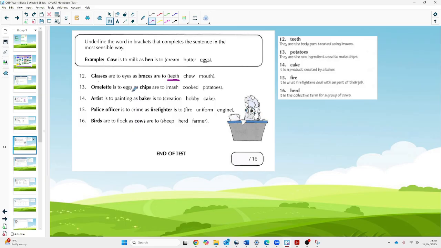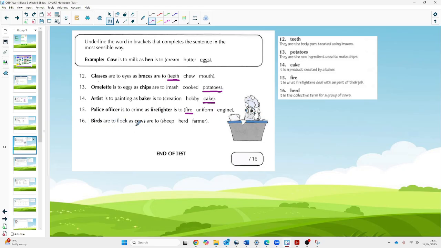Omelette is to eggs, so we make an omelette from eggs, as chips are to, so what's the raw ingredient for chips? It is, of course, potatoes. Number 14, artist is to painting, as baker is to, so an artist does paintings, what does a baker do? Makes cakes. 15, police officer is to crime, as firefighter is to fire. So what do police officers prevent? They prevent crime. Firefighters put out fires. Number 16, well, it's obviously part of their job.